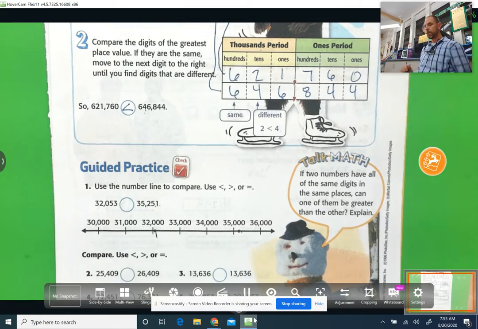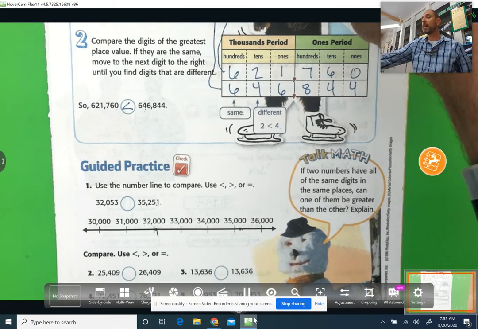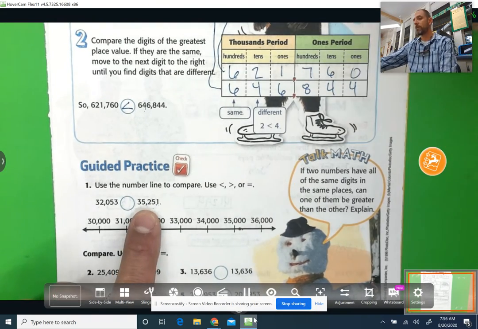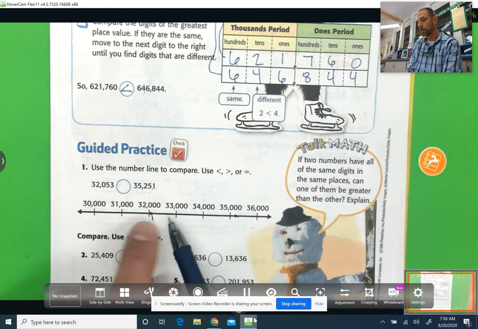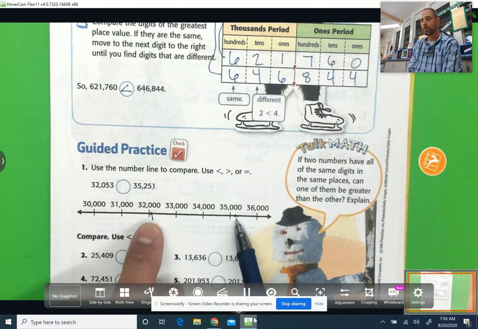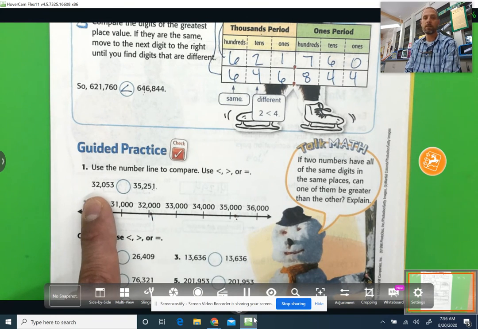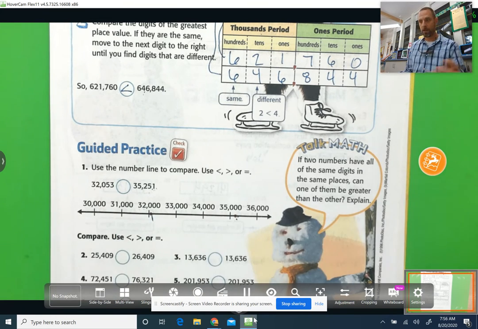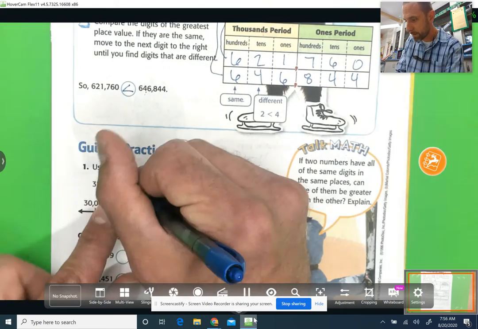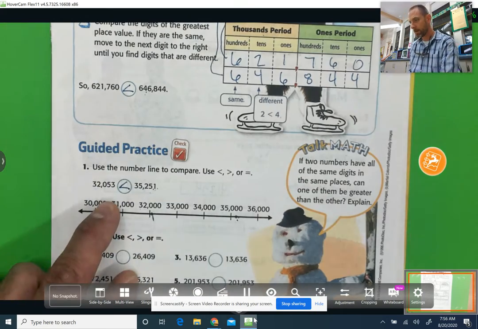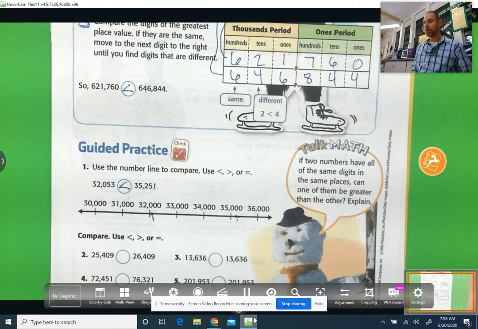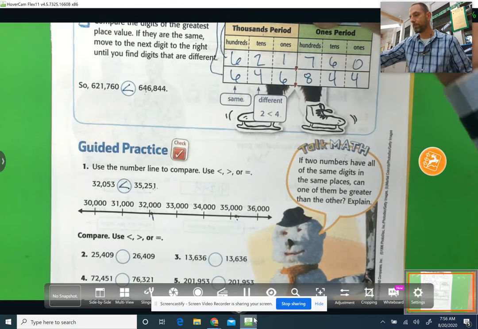Okay. So because 35,251 is to the right of 32,053, 35,251 is greater than 32,053, or you can read it the other way. 32,053 is less than 35,251. All right.